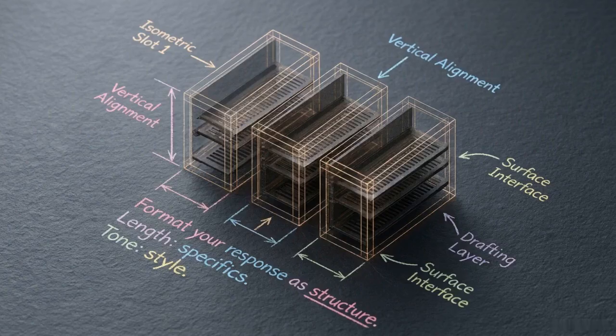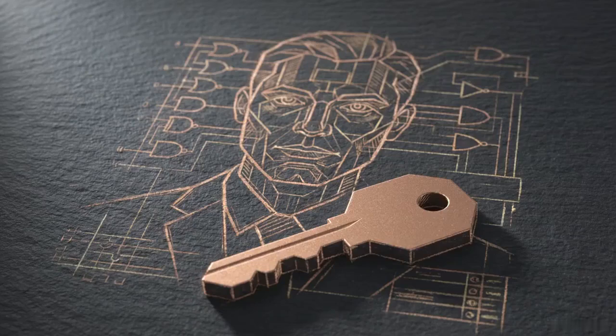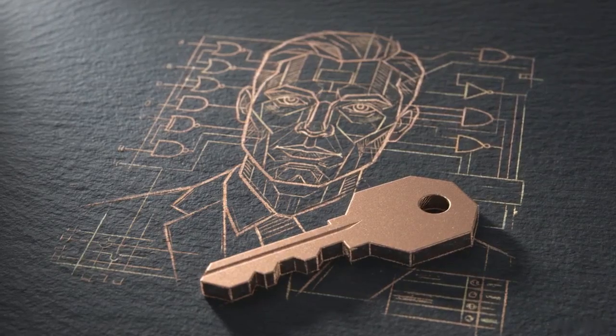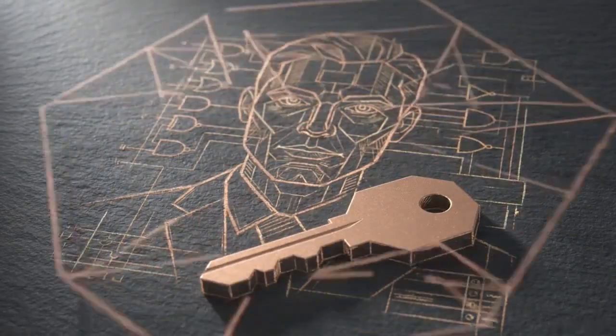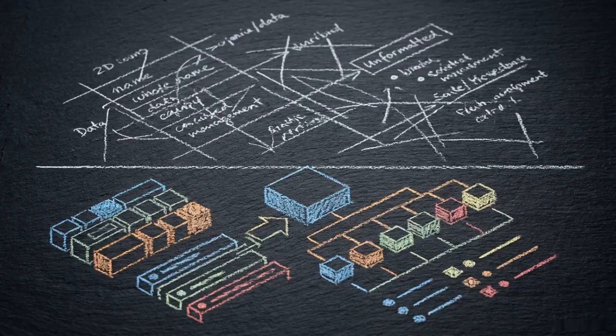There is a one-line formula that cures unstructured outputs. Append this to your prompt. Format your response as structure: length, specifics, tone, style. The structure variable commands specific layouts. You dictate bullet points, data tables, or a step-by-step list. Next, dictating the exact word count and specifying the voice prevents the model from rambling or using inappropriate phrasing. Dictating the physical container for your information is just as critical as dictating the content itself.